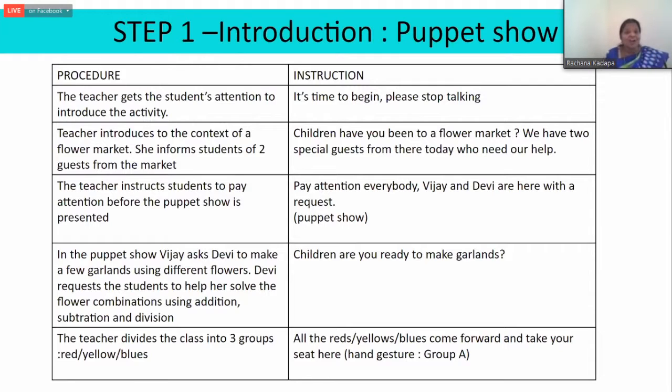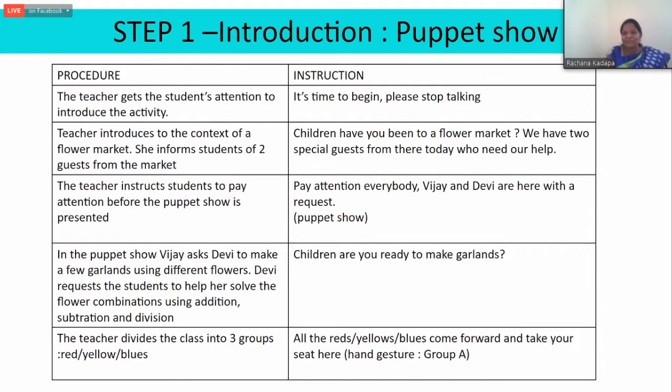Teacher introduced the context of the flower market. She informs students of 2 guests from the market. Children, have you been to a flower market? We have 2 special guests from there today who need our help. Then the teacher instructs the students to pay attention before the puppet show is presented. Pay attention, everybody. Vijay and Devi are here with a request.